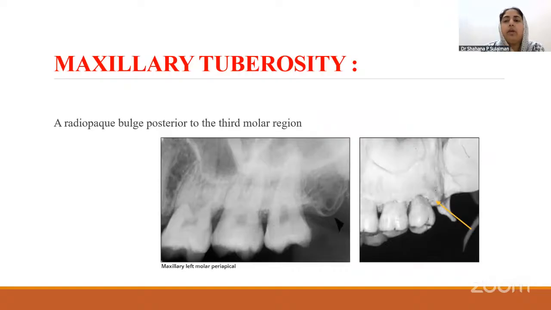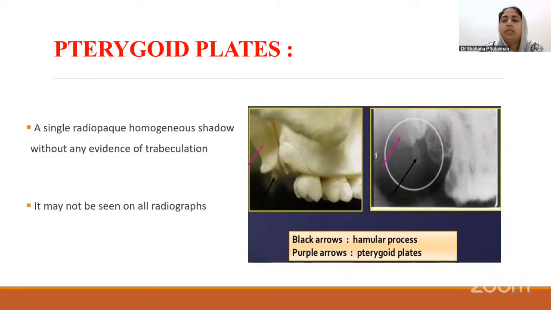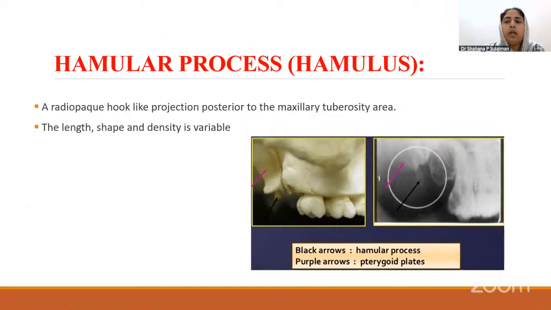In this area we can also appreciate another structure, which is known as the pterygoid plate. The pterygoid plate is mostly seen as a diffuse radiopaque shadow, and you differentiate it from other structures because there will be no trabeculations here. The other structure seen in this area is the hamular process, which can be appreciated as a hook-like projection posterior to the maxillary tuberosity area.